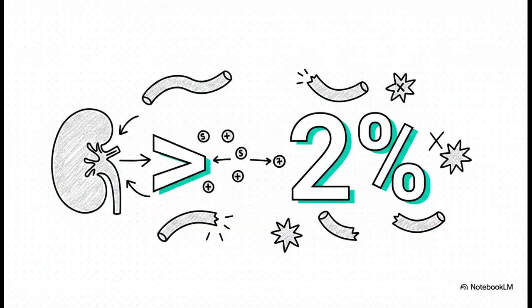Now, because these damaged tubules lose their ability to respond to hormones, you're going to see a classic clinical marker, a fractional excretion of sodium strictly greater than 2%. Normally, hormones like aldosterone trigger sodium reabsorption. But in ATN, those tubular cells are dead. The body's signals just cannot work on dead tissue, so all that sodium spills right out into the urine.